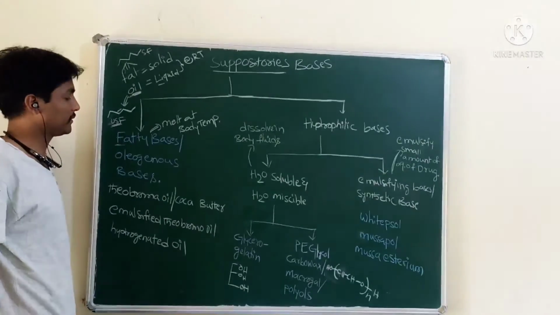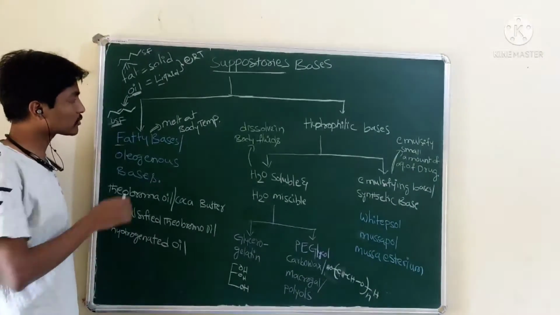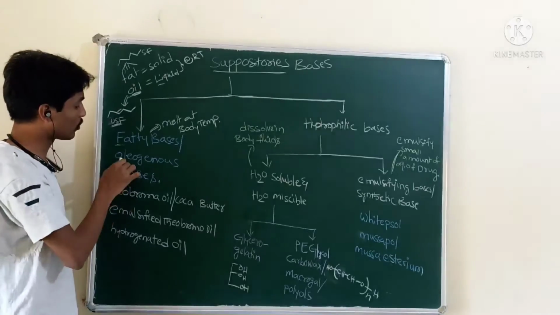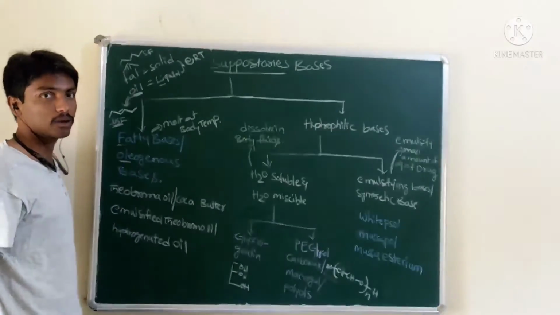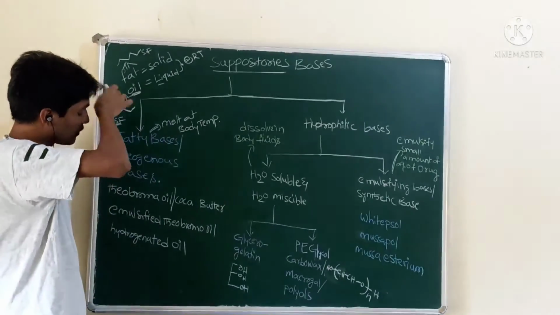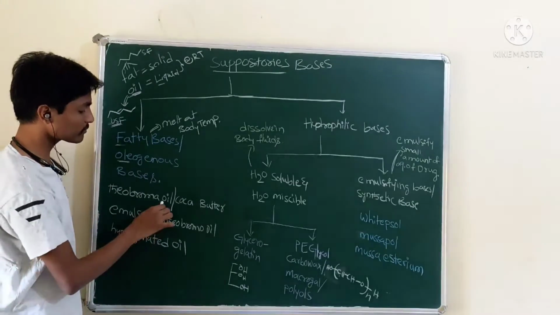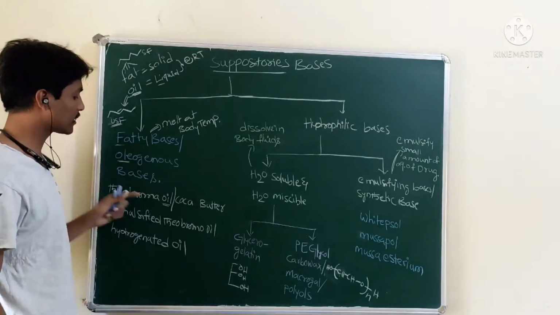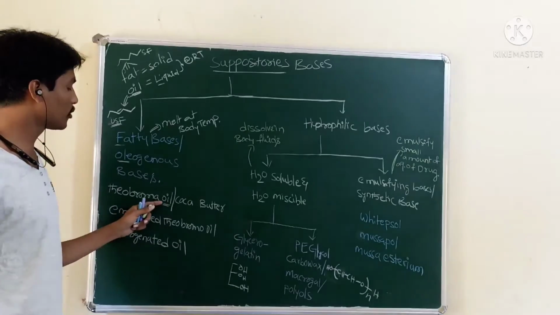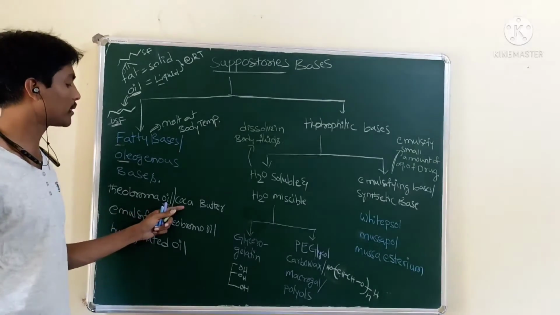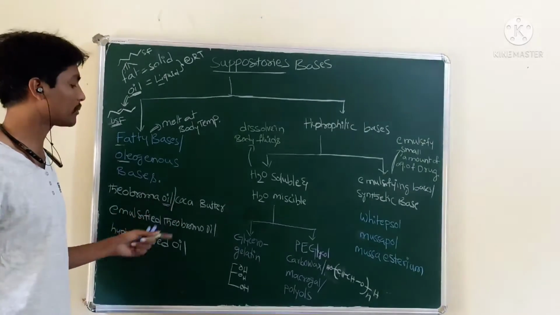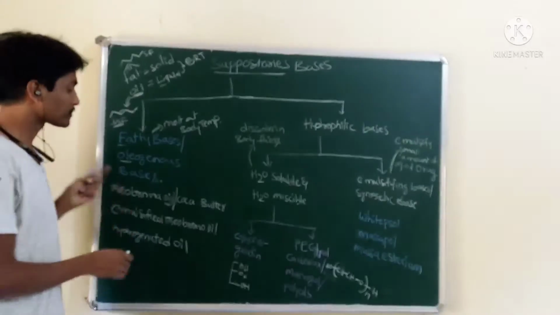Fats contain only saturated fatty acids, and oleogenous means oil bases. Here we are calling it theobroma oil, or cocoa butter. Both are the same thing, just different names.